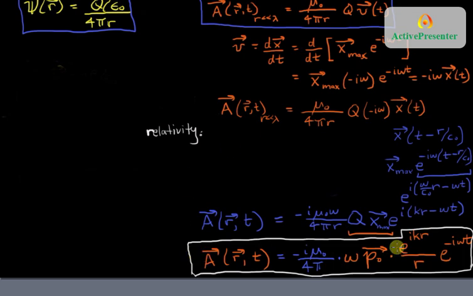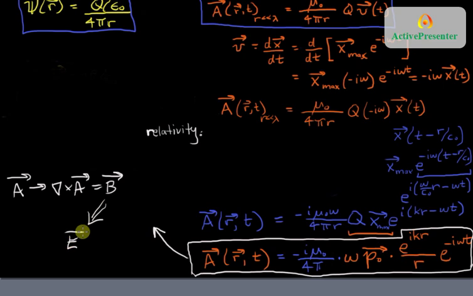And now that we've got this expression, we're now ready to go off to the races and do what we want with this expression. Now that we have A, that allows us to take the curl of A to give us the magnetic field of the dipole. And then eventually we're going to relate the magnetic field to the electric field. That'll be done in future notes.